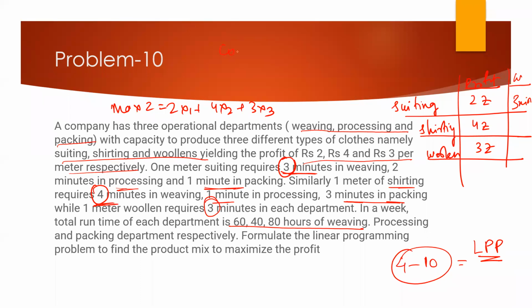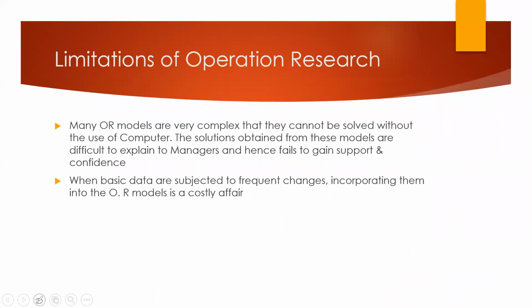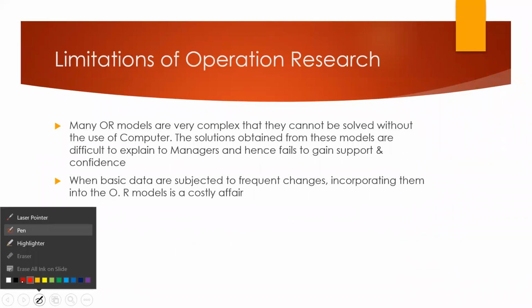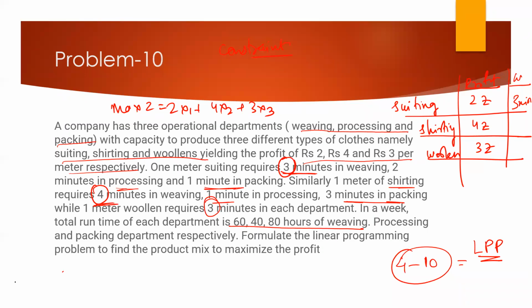If you write your constraint, I think you are in that position, if I give you a time, you can easily write these things. If you want to write the constraint for your first activity, weaving, that would be 3x1 for suiting, and then for shirting that is 4x2, and then 3x3 for woolen, that would be less than or equal to 3600. Like the way you write the constraint for weaving, you can write the constraint for processing and for packing. I think you can easily do this, guys.